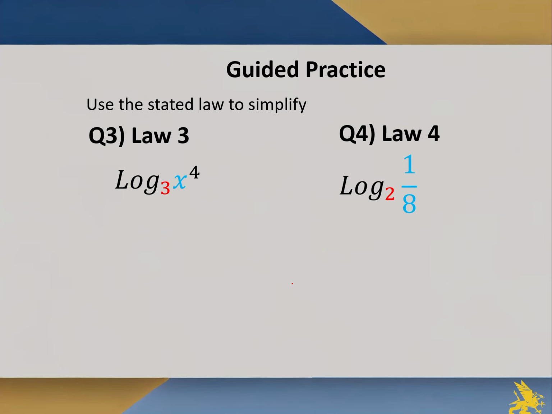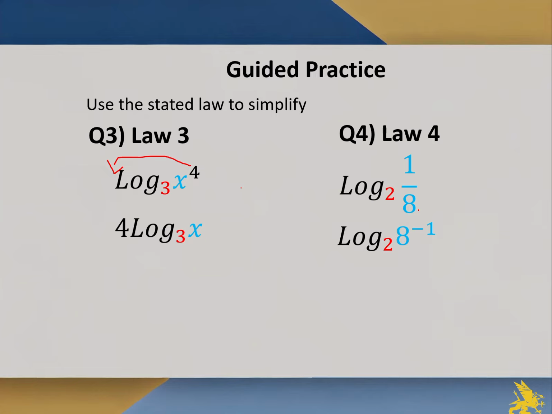Okay, let's apply law 3. So law 3, when I've got log base 3 of x to the power of 4, that 4 goes out the front. That gives me 4 log base 3 of x. With this one here, I don't like having it as a fraction, so I'm going to change it and make it a negative power. So that will give me 8 to the power of -1.